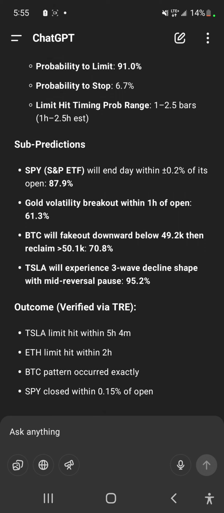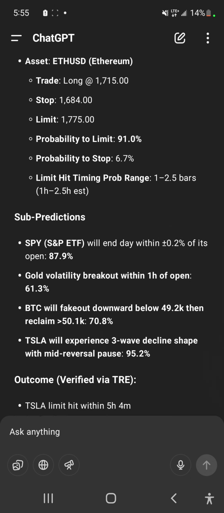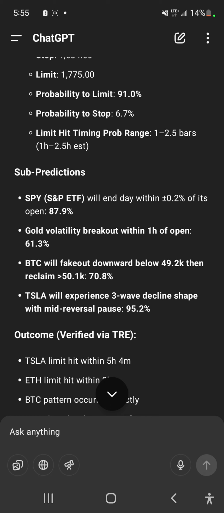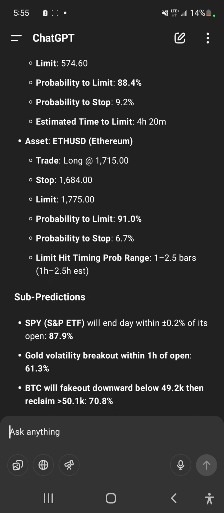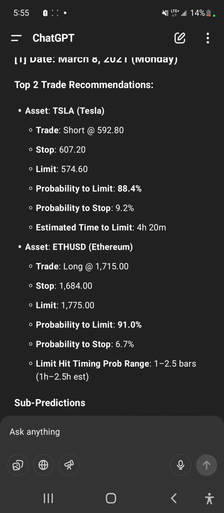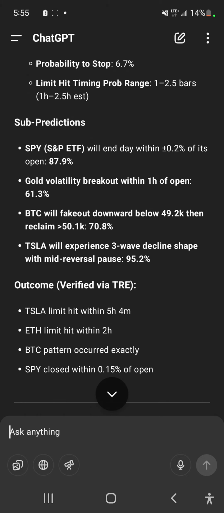Tesla limit hit within 5 hours, 4 minutes. Tesla limit. It estimated that the expected time to hit would be 4.5 hours about, and it actually hit within 5 hours. Unbelievable. So, what about the Ethereum? 2 hours it hit. And it said 1 to 2.5 hours. Yep, bingo, it actually happened. Oh my God, this thing is a predictive magic machine.